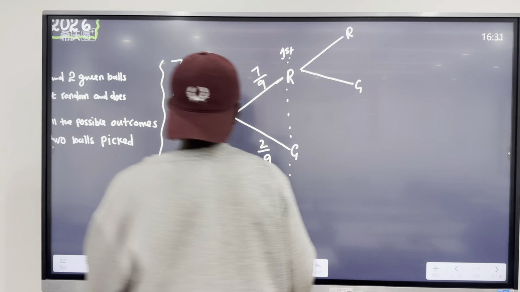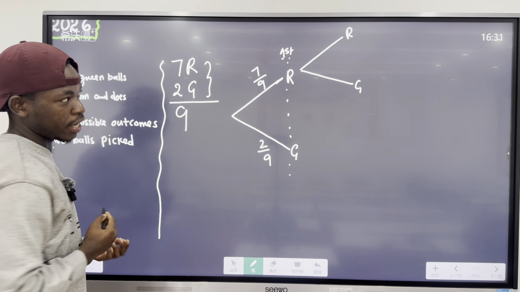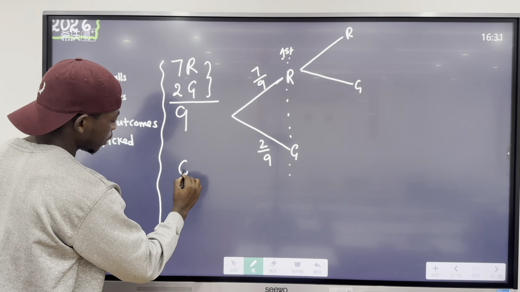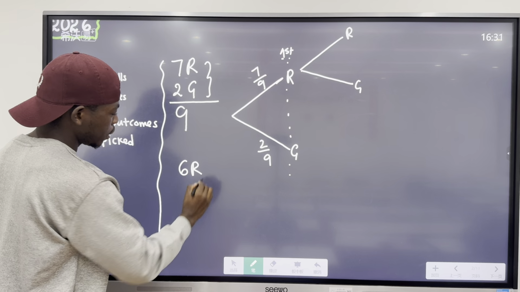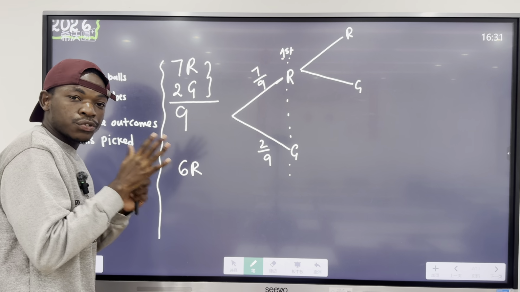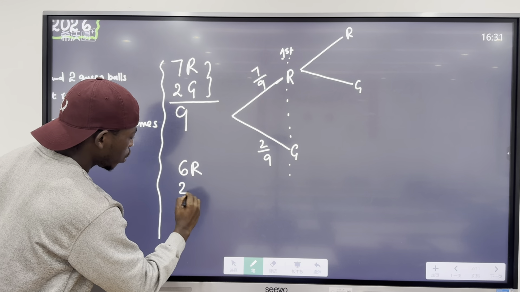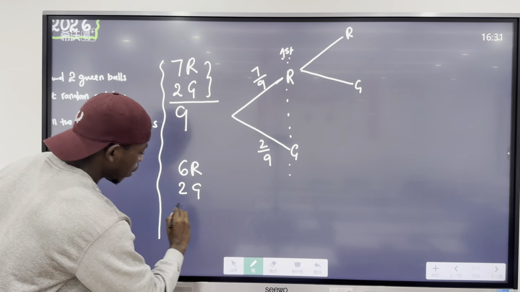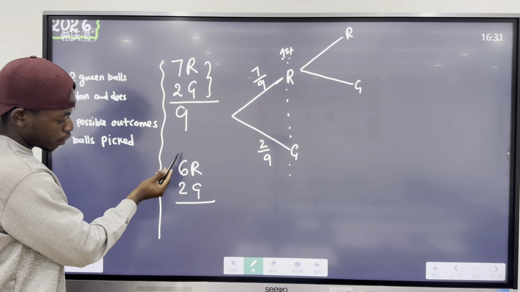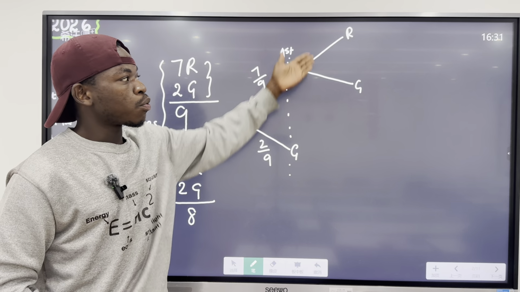So if you pick red at first, it means the number of red balls has reduced. We no longer have 7 here. The number of red balls will now be 6. But the green balls will still be 2, because we are assuming that here we only picked red at first. So we still have 2 green balls. Now, if you add, you see that the total will now be 8.